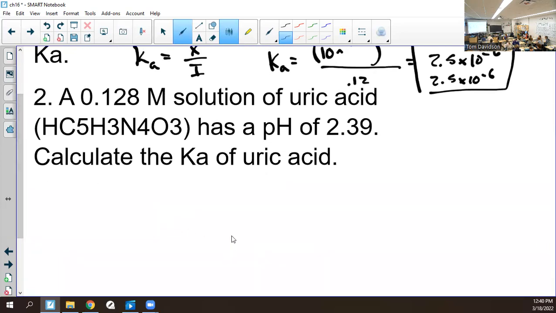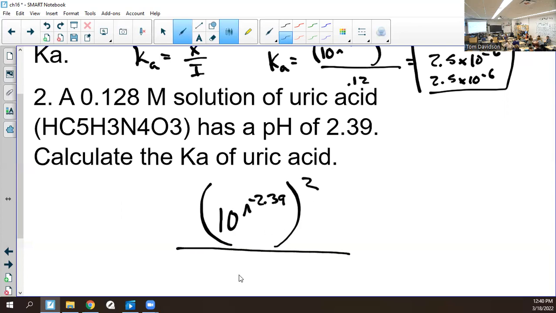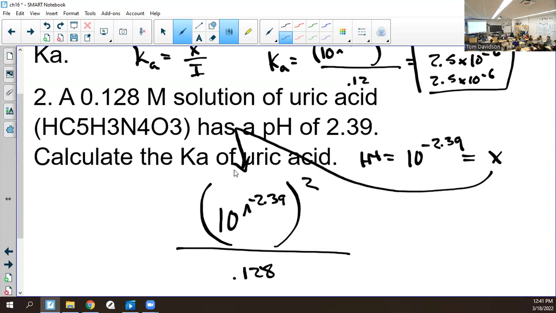Okay, I'm gonna do this one the same way. I'm gonna take 10 to the negative 2.39, square it, and put it over 0.128. Do you know why I'm putting 10 raised to the negative 2.39? This is how you find H. The H plus concentration is equal to the inverse log of the negative pH. That gives me a number. That number is X, which eventually turns into X squared. So I was just shortcutting it.